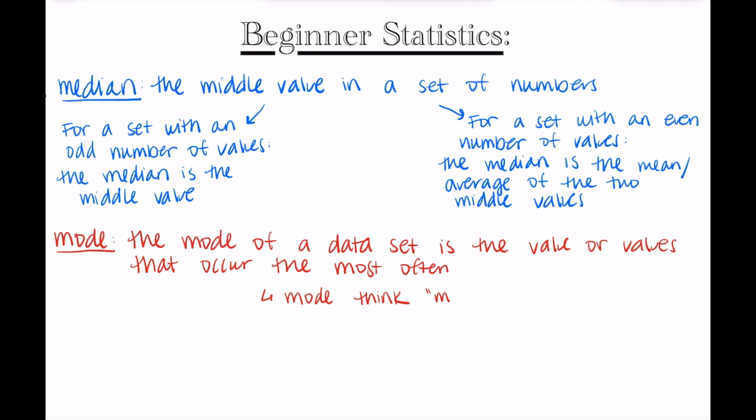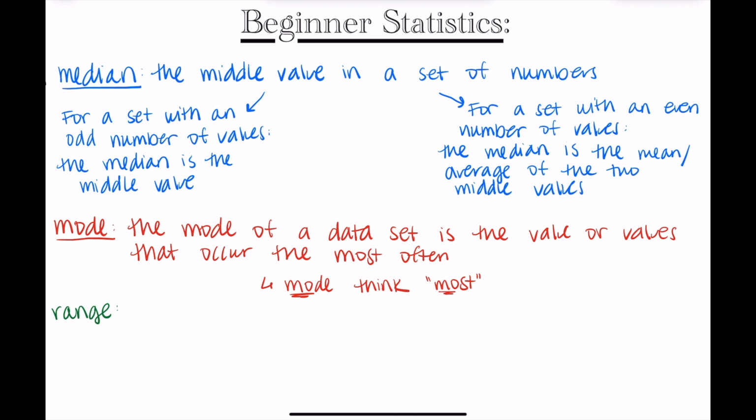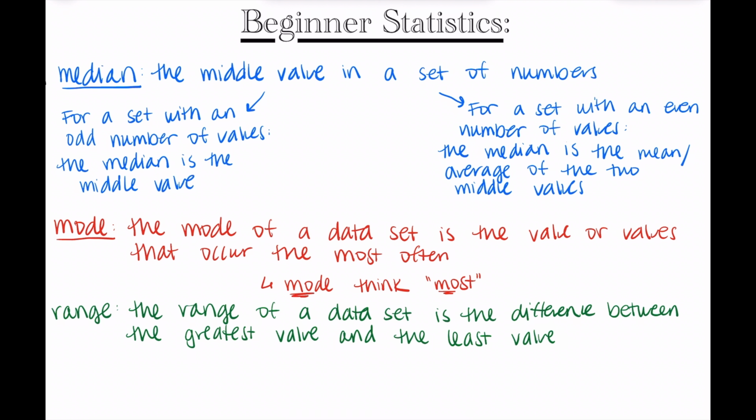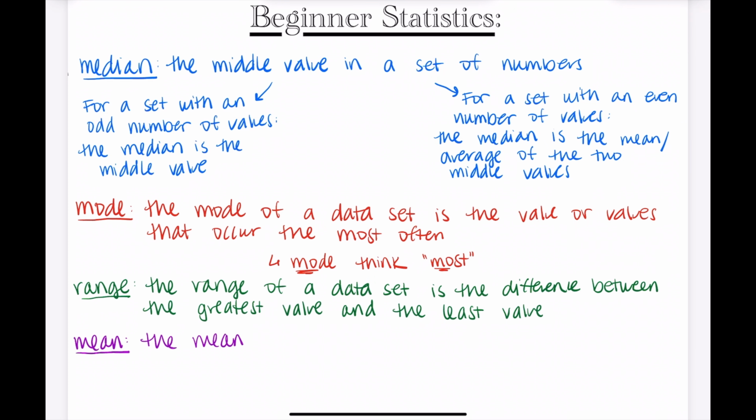Now we'll get into our third vocab word for today's lesson. The third one is range. Now, the range of a data set is the difference between the greatest value and the least value in the data set. And one good thing to note here is the range describes how spread out the data are, right? Since it's the difference between the greatest and the least value, the range describes the spread of our data. So that is our third term for today's lesson. And now we'll get into our fourth and final term.